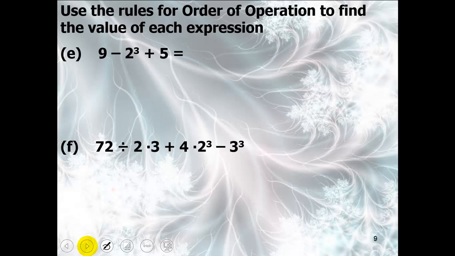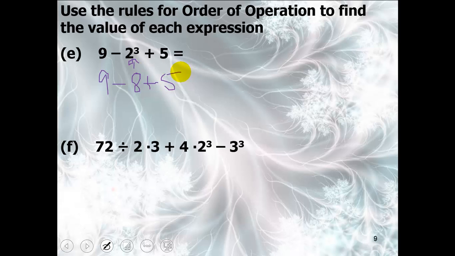All right, welcome back. I'm going to show you how to solve example E. I don't have any parentheses, but I do have an exponent, so I'm going to apply that exponent first. So I have 9 minus 2 cubed is 8 plus 5. The next thing I look for is multiplication and division. I have neither of those, so I can skip that.